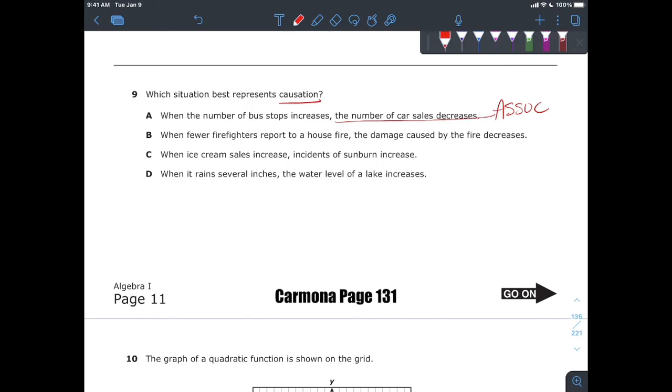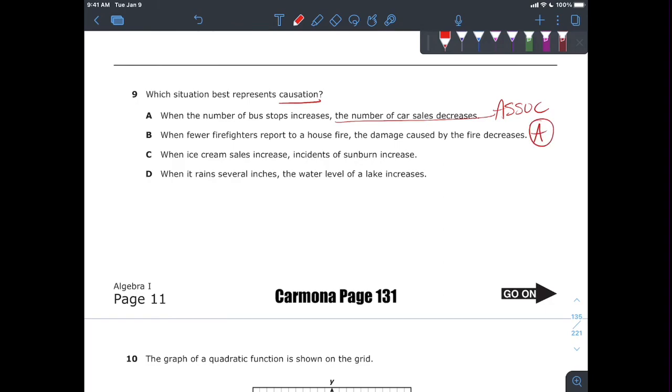When fewer firefighters report to a house fire, the damage caused by the fire is decreased. Well, that's really interesting. However, if we have less firefighters, maybe there's less damage. But there could be other things. Maybe they only send out a few whenever there are small fires, or fires that are not really damaging, or fires that are not really out of control. So again, I would label that as an association.